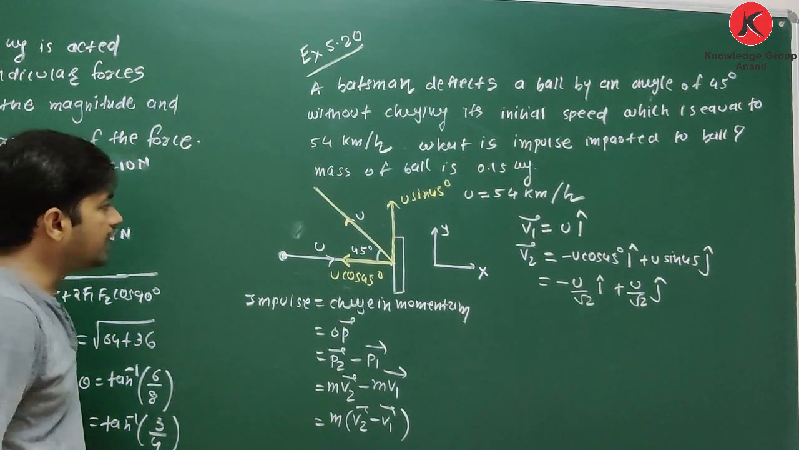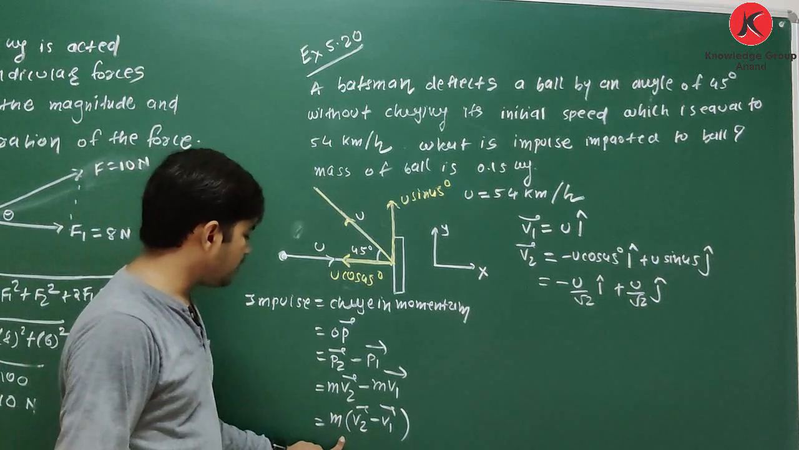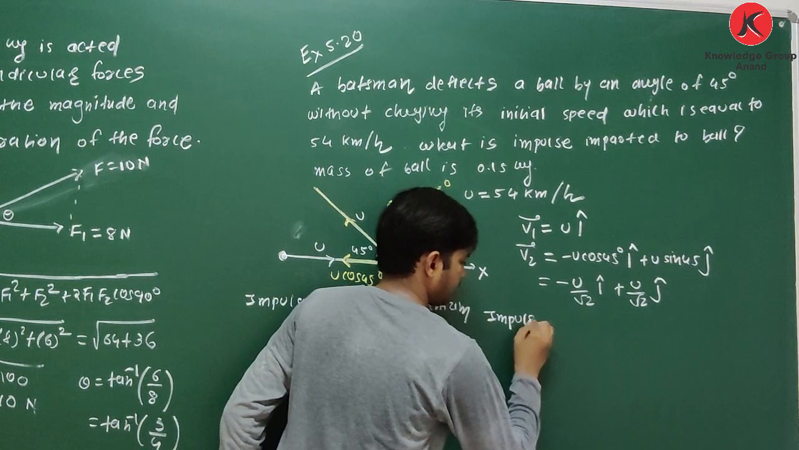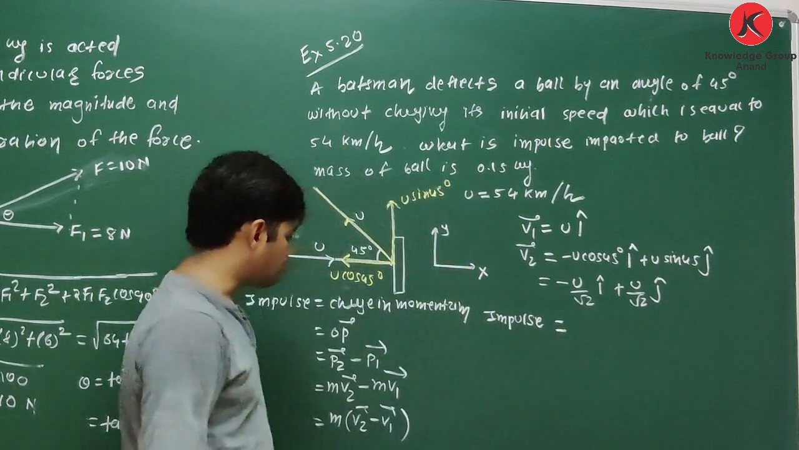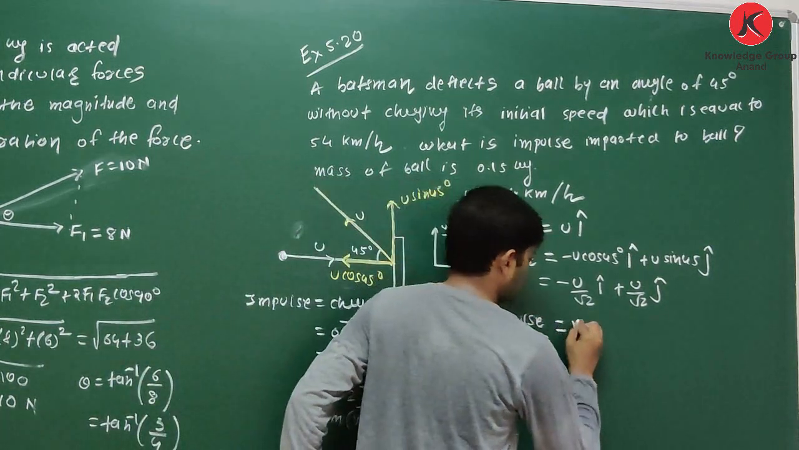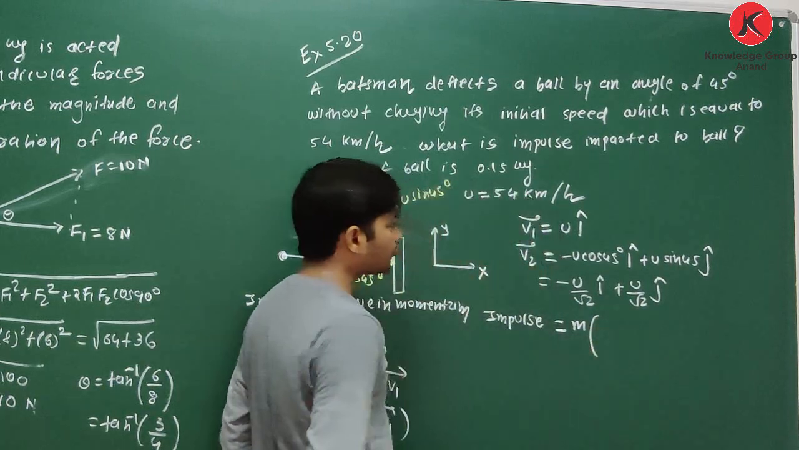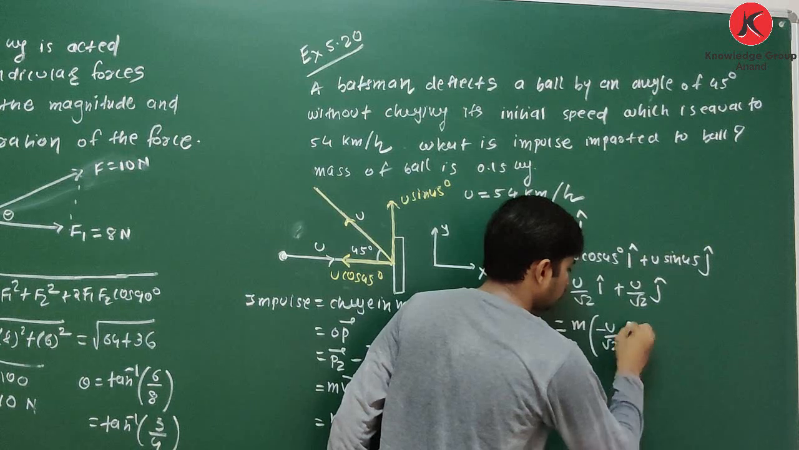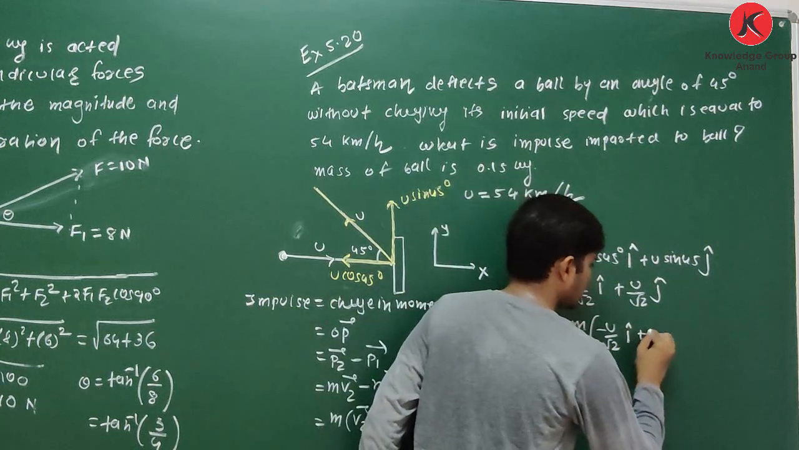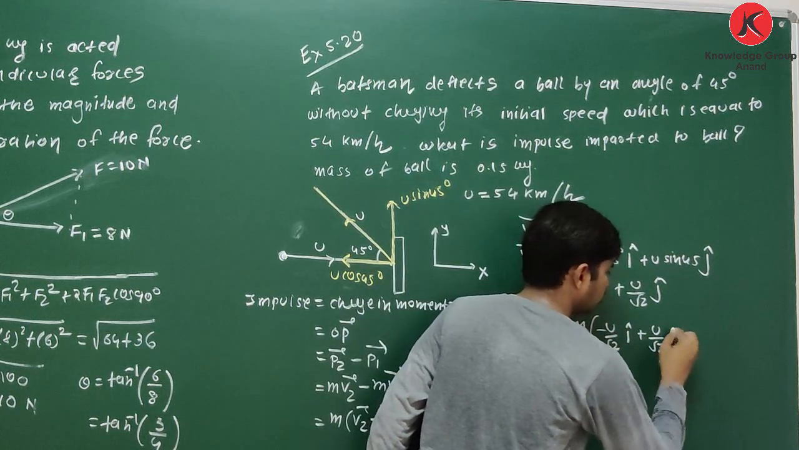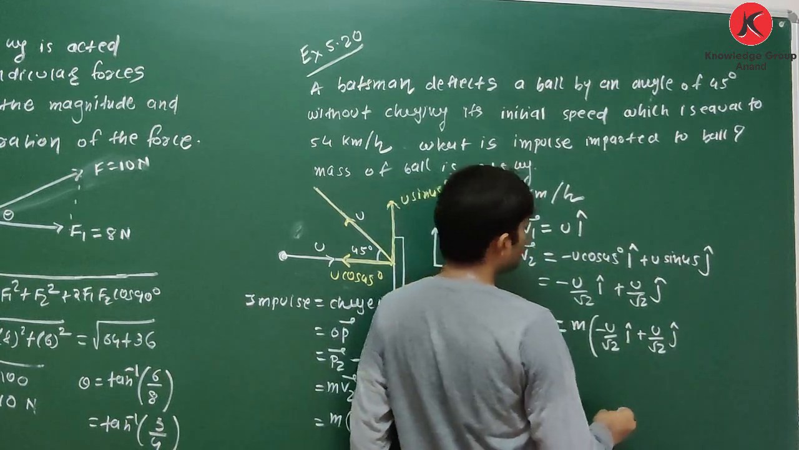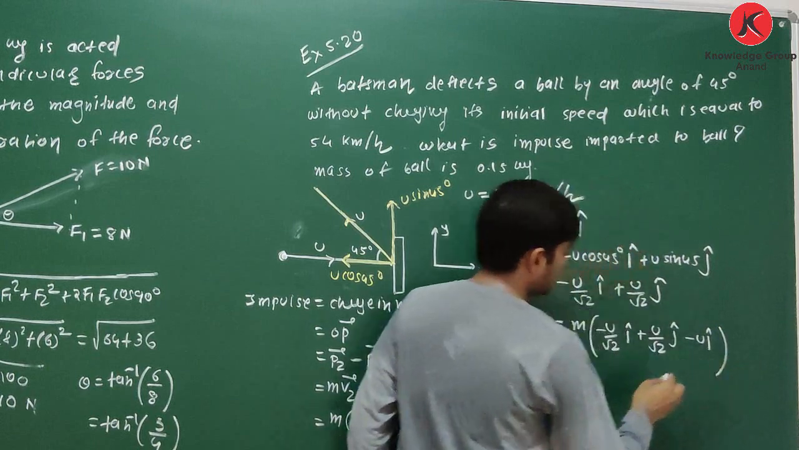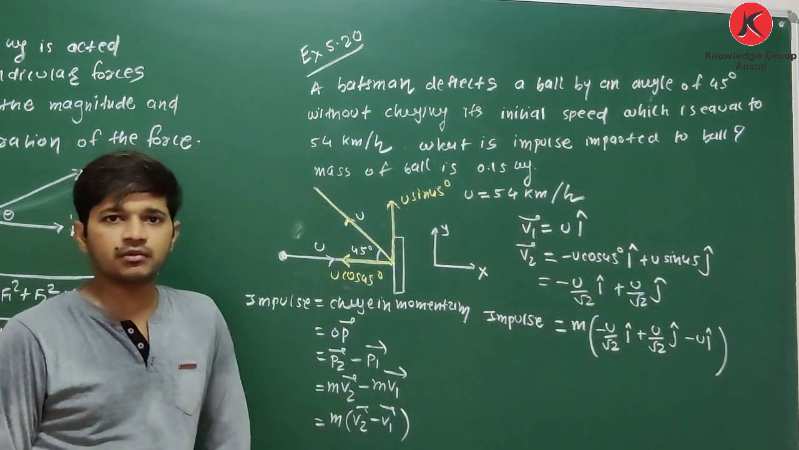Now put the values in this equation. So impulse is equal to m times the final velocity v2, which is minus u upon root 2 i cap plus u upon root 2 j cap, minus the initial velocity v1, which is minus u i cap. Clear about this?